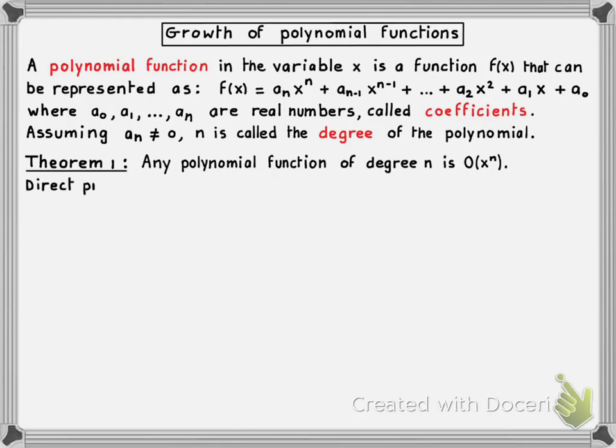So we're going to prove this using a direct proof. Notice that the statement of this theorem is really a universally quantified conditional. It says for any polynomial function, if the degree of that function is n, then the function is big O of x to the power n. So let's take an arbitrary function f of x of degree n.